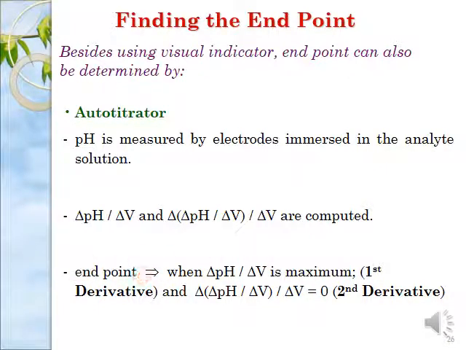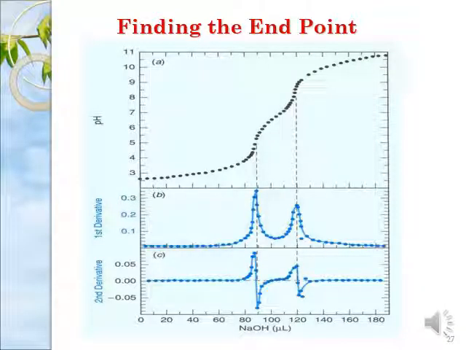The first derivative from the earlier slide is the maximum point. So this is the maximum point for the first derivative, whereas for the second derivative the endpoint is the one at 0 here. If you look at the normal titration curve, we would estimate the endpoint to be around here. So the second derivative is more accurate.